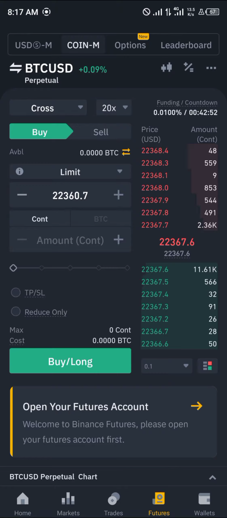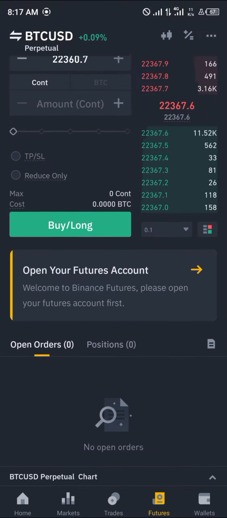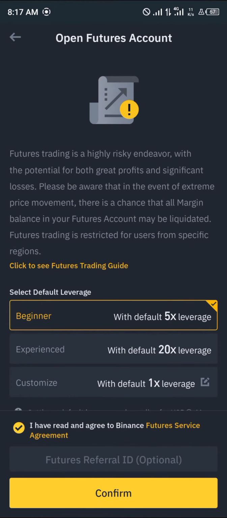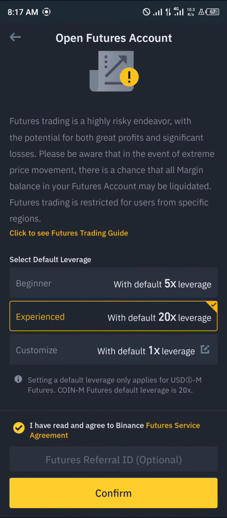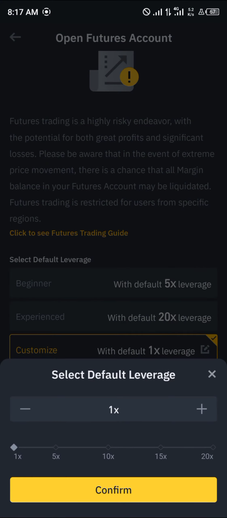Okay guys, once you click on futures and once you're on futures, this is where you can simply buy, sell, and set your stop loss and your stop market and stuff like that. This is where you also open up your futures account if you don't have one available. You can simply click on open your futures account. You click on beginner. If you're experienced, you click on experienced. You can as well customize your leverage and some other things like that as well.